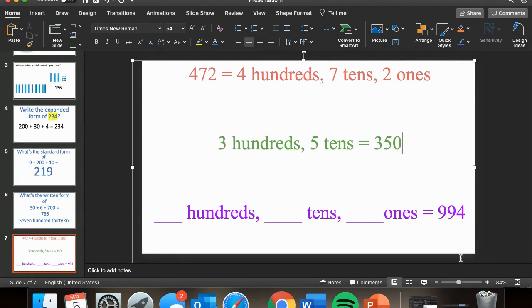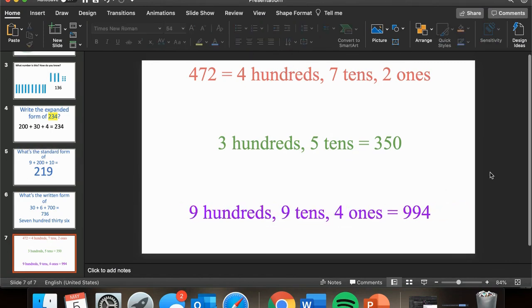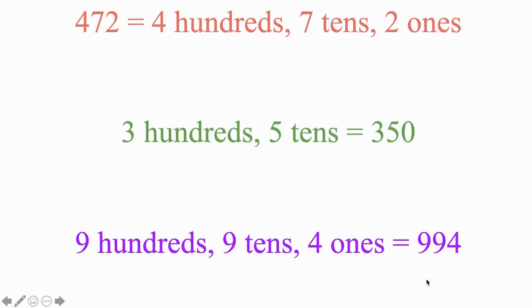All right. Now for the last one, 994 is the same as 9 hundreds, 9 tens, and 4 ones. All right, boys and girls, that is how that would work. Good job.